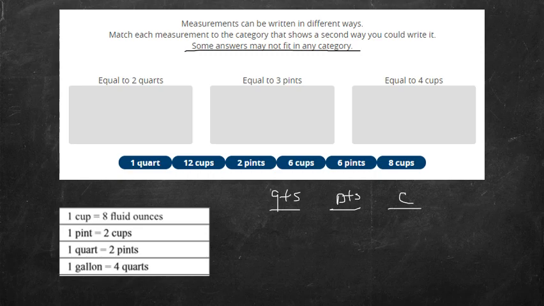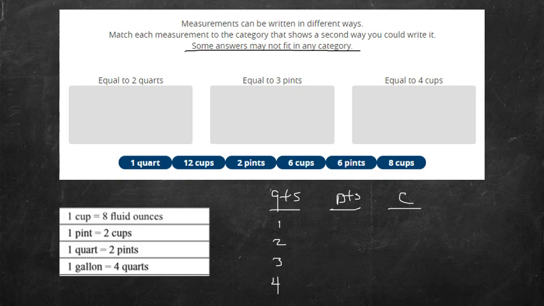In order to do a pattern, you have to have something that repeats or follows some type of rule. So I know that I want to find quarts and cups and pints. Let's just say we're going to say 1 quart, 2 quarts, 3 quarts, 4 quarts. If I look at my chart, this is just some preliminary work before I start doing my actual work.